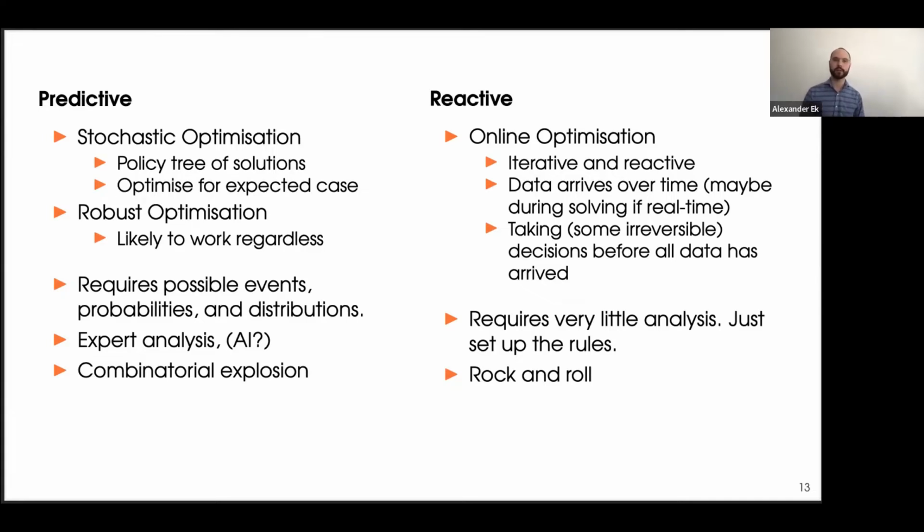On the other hand, we have the reactive approach, online optimization. This is an iterative and reactive approach. Data arrives over time, maybe even during solving if you're in a real-time situation. And as I mentioned before with the scheduling, we take some irreversible decisions now before all data has arrived, right? Because we're kind of solving on the go, right? This requires very little analysis on the other hand. We just set up the rules and click run, right? So I like to call this the rock and roll mode, right? You just rock and roll. Right, and we want that because that can be very powerful in a lot of situations.